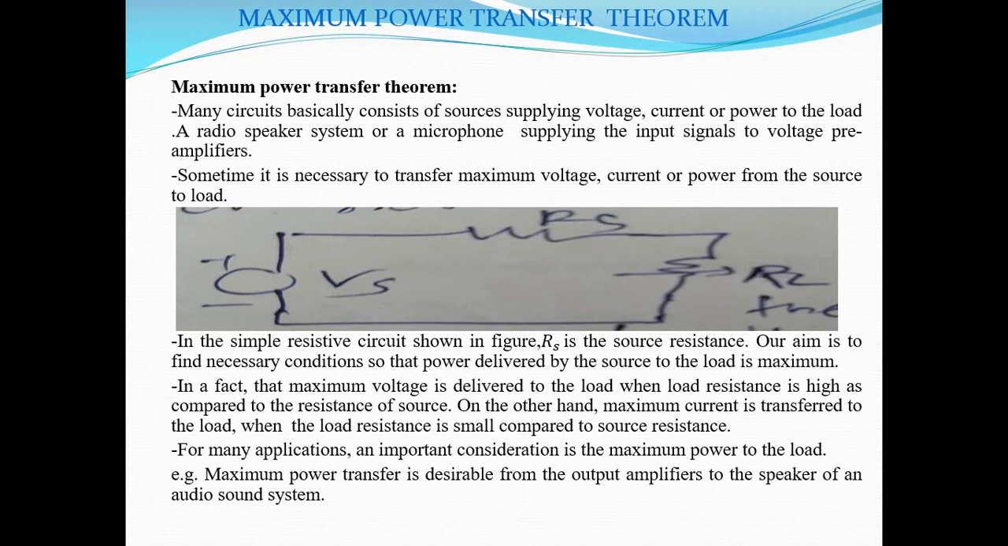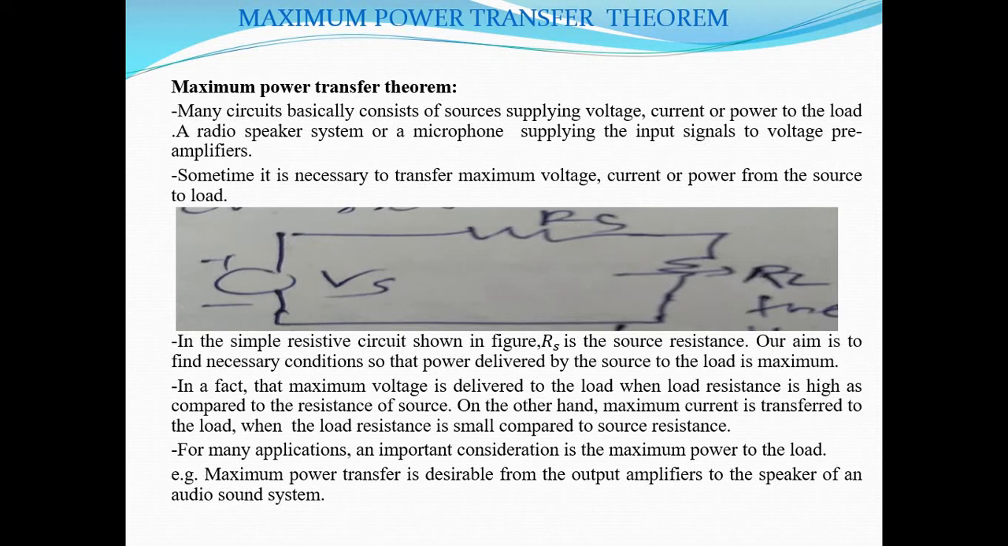For example, consider a simple resistive circuit in which there is a voltage source, a source resistance Rs, and a variable load resistance RL, connected in series. Our aim is to find the necessary condition so that maximum power will be delivered to the load. In fact, the maximum voltage is delivered to the load when the load resistance is high compared to the resistance of the source.